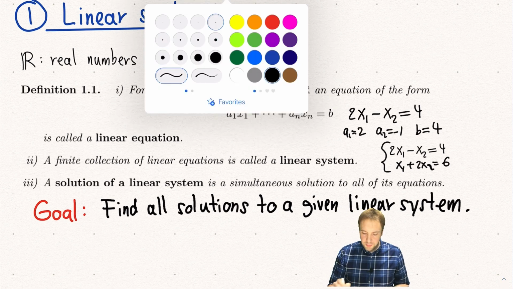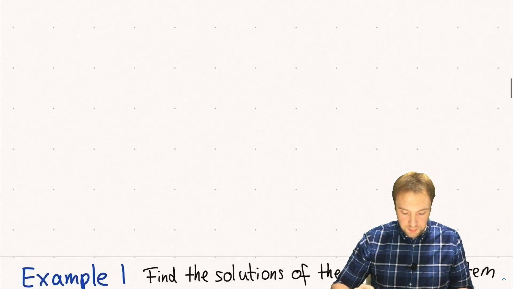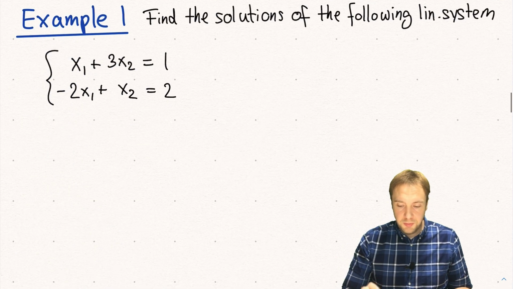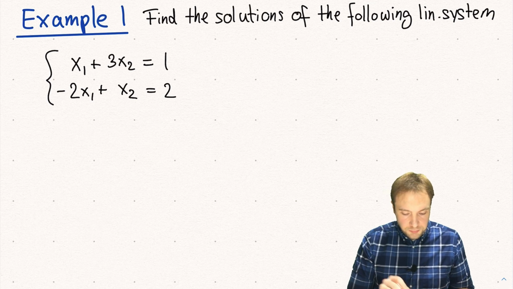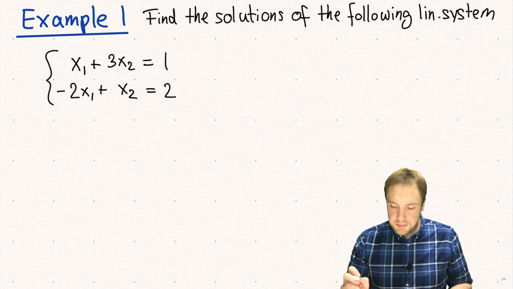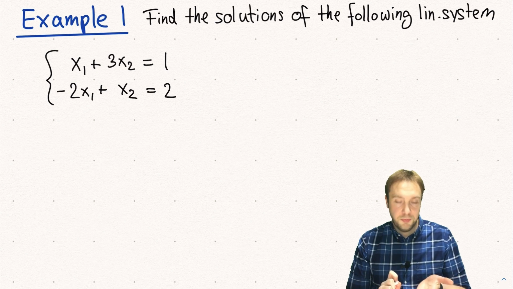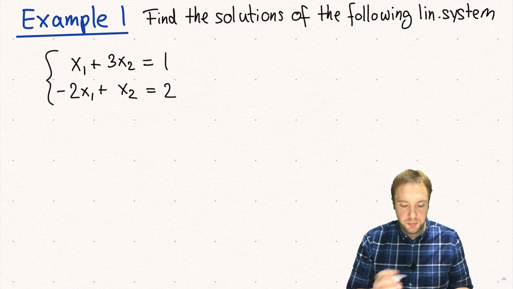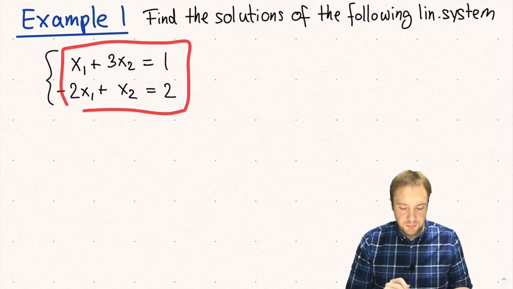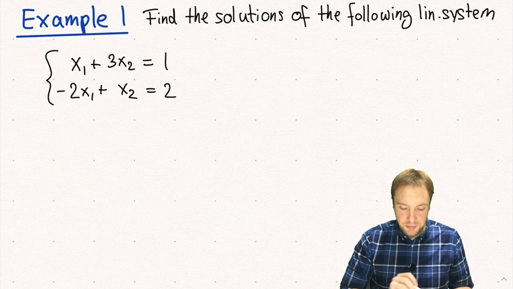Okay, so let's start with one example, with one linear system, and let's try to find all of its solutions. So this is example number 1. So here we have a linear system with 2 equations and 2 variables. And maybe at this point you can also stop the video and just try by yourself to find the solutions. So all possible values of x1 and x2 such that these equations are satisfied. And then you can check later if you did it correctly or not.